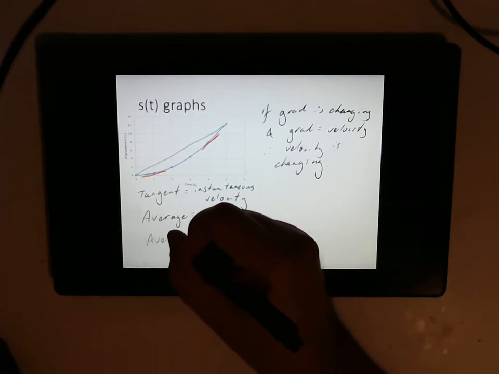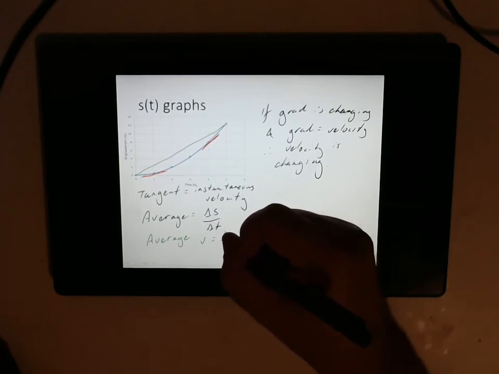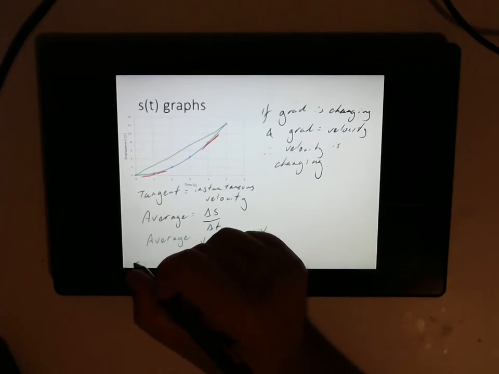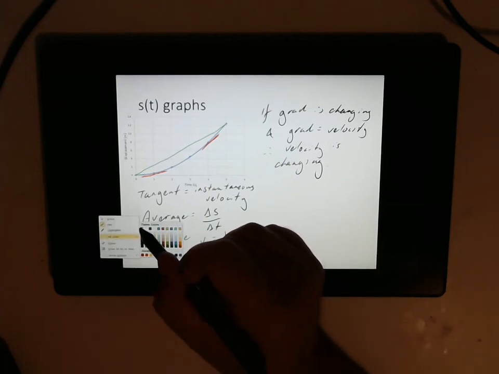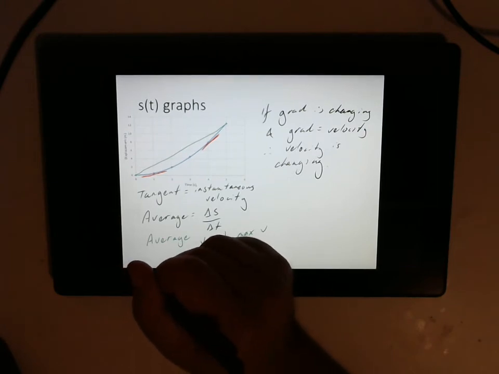In fact, I'll keep that in green. Average V equals half max V. Okay, and that's a useful relationship to understand because you can use it for some things down the track. Okay, and that's everything I wanted to cover on that.